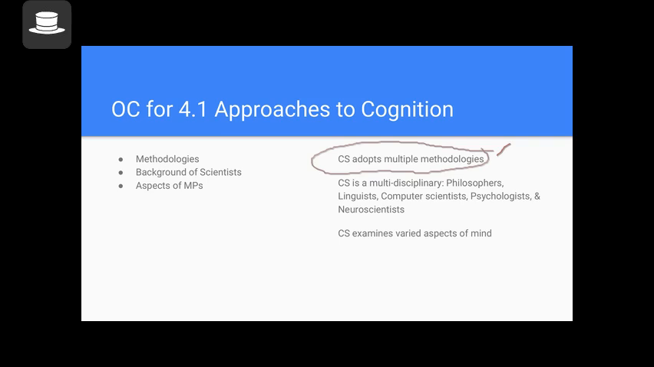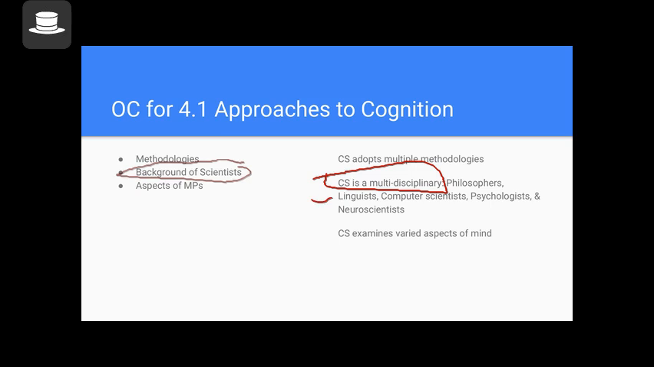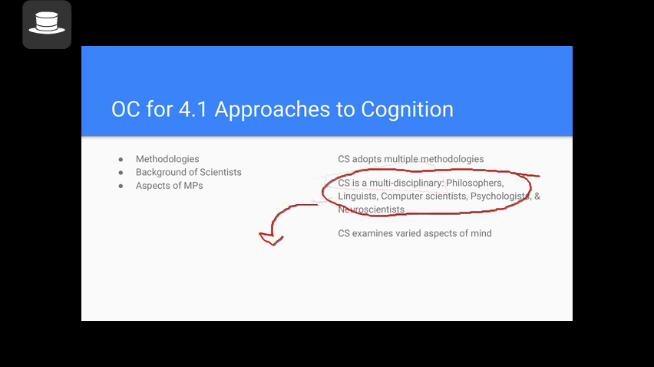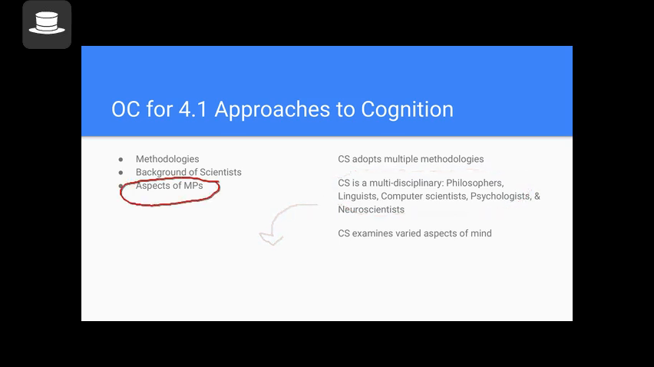Then what is the other thing that is different is the background of the scientists. The background of scientists, according to cognitive science approach, is multidisciplinary. So there are philosophers, linguists, computer scientists, psychologists, and neuroscientists. So that's what makes it more multidisciplinary. Now, because multiple methodologies are utilized, you'll have different aspects of the human mind that you look into, like the biological aspect of it, the physiological aspect of it, the computing aspects of it. We learn different aspects of mental processes. That is another difference between information processing and a cognitive science approach.